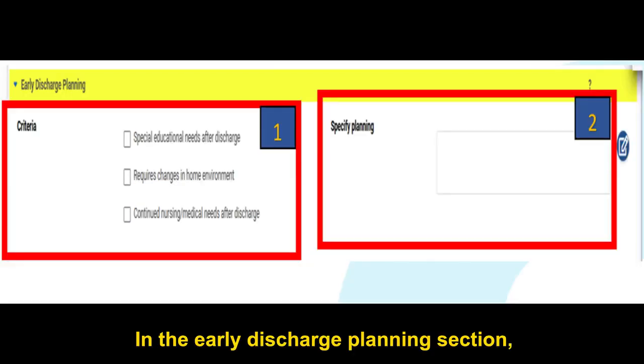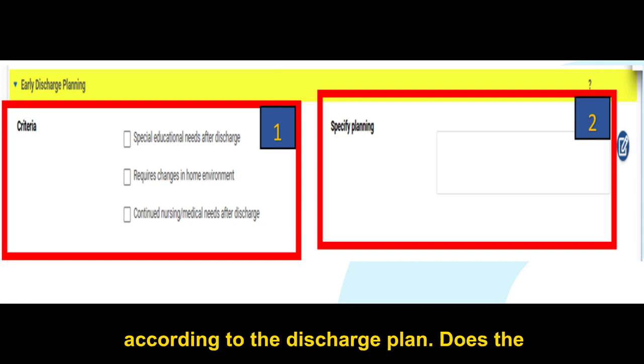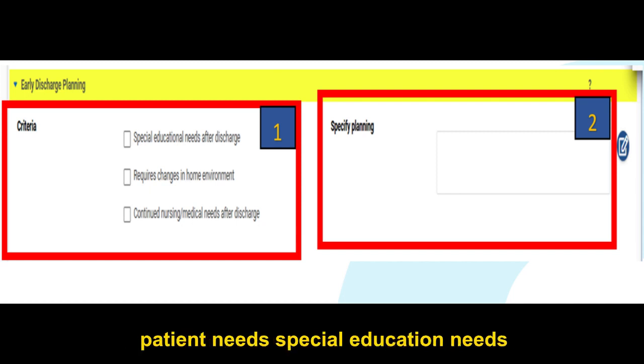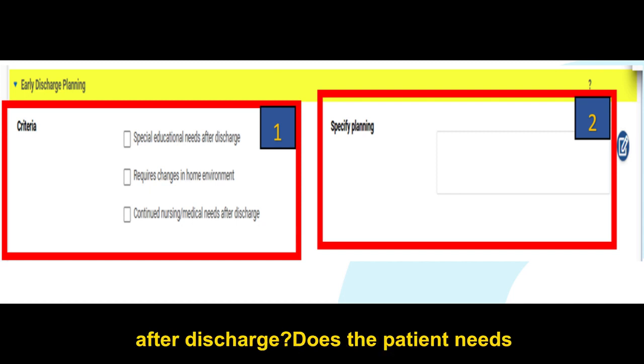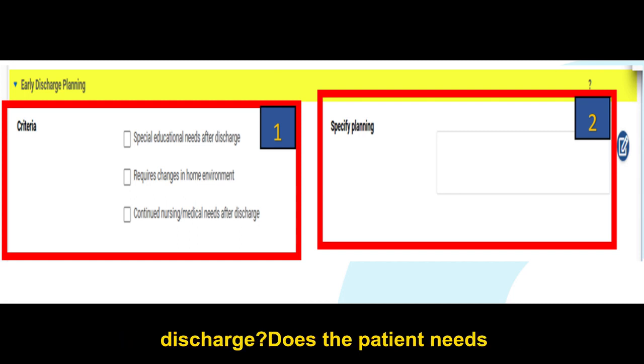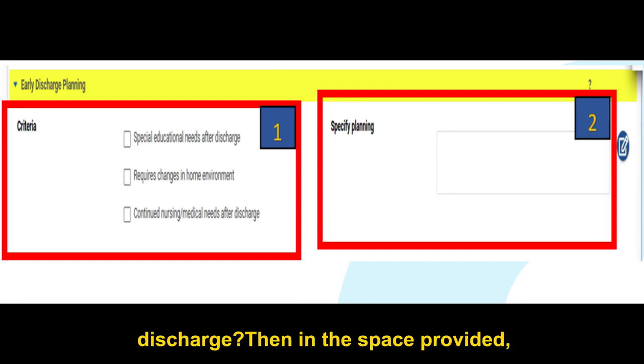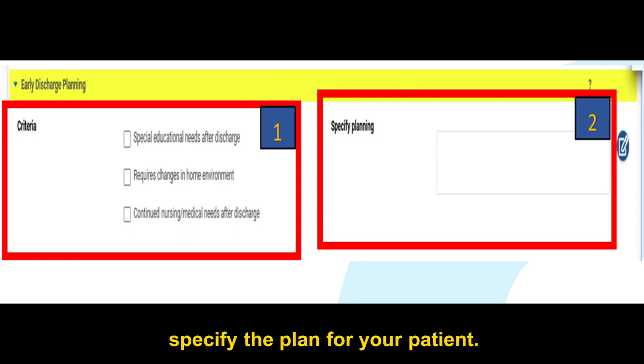In the early discharge planning section, begin immediately upon admission, including preparation for education and/or equipment. Select the criteria according to the discharge plan. Does the patient need special education needs after discharge? Does the patient require changes in the environment after discharge? Does the patient need continued nursing/medical needs after discharge? Then in the space provided specify the plan for your patient.